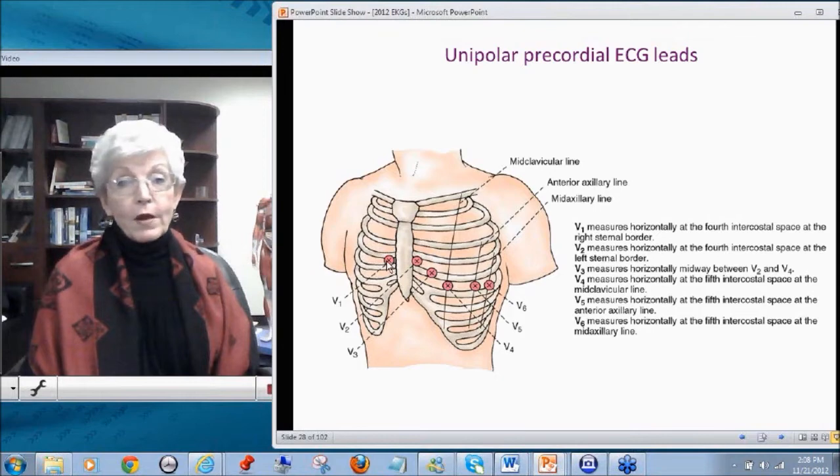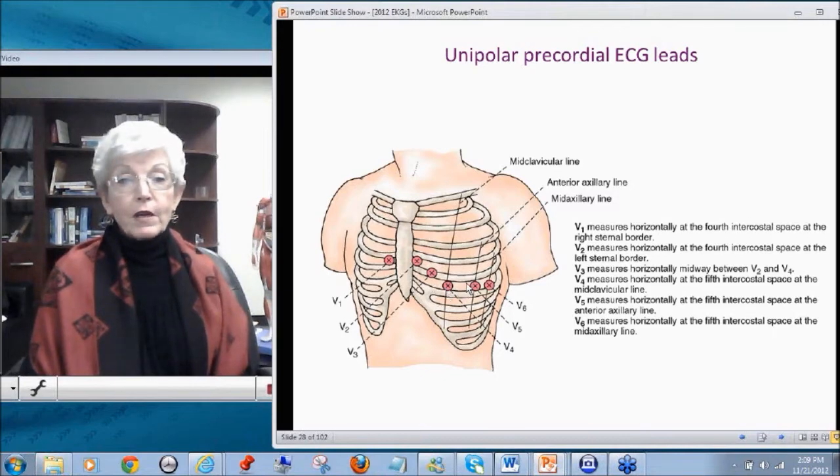So V1 is 4th intercostal right sternal border. Move right across, 4th intercostal left sternal border, and that's where you place V2. You hang off on V3 for a minute. Go down to the 5th intercostal space now, left mid-clavicular line. We know this well as the apex. We know this as the mitral area. We know this as the point of maximal impulse when palpating the heartbeat. So that's where you put V4. Then you put V3 in between 2 and 4.